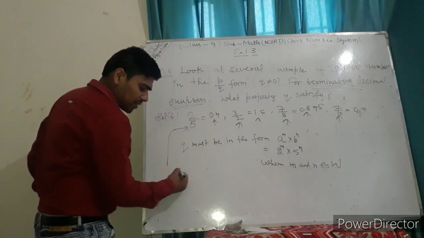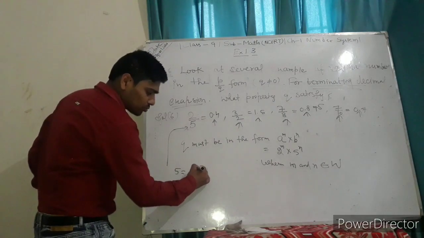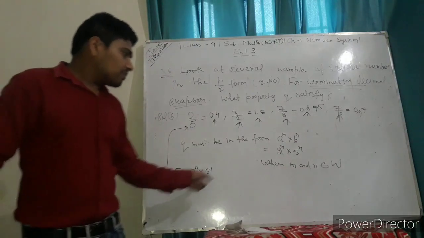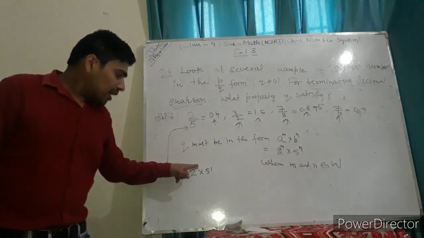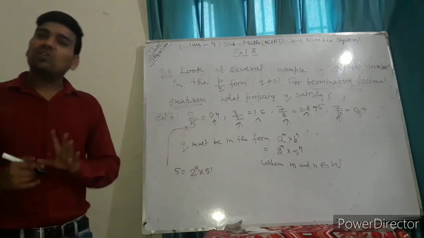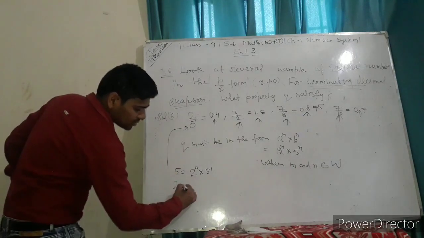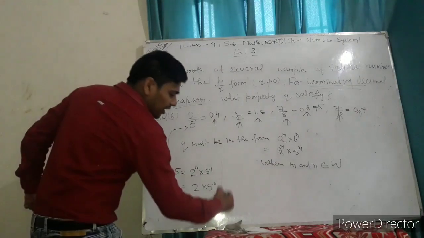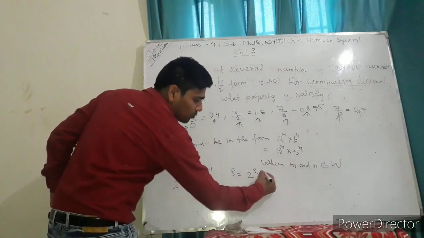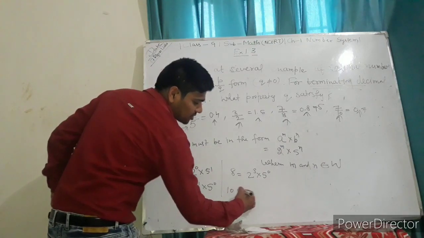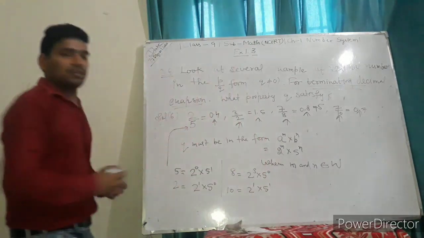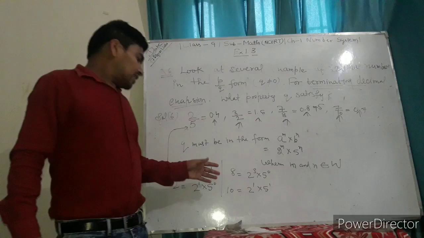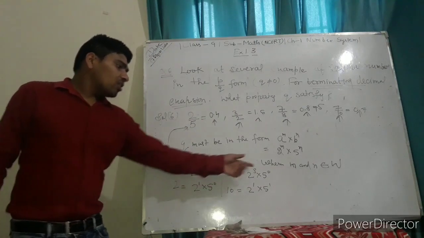This is 5, q is 5, so 5 can be written as 2 raised to power 0 into 5 raised to power 1. So it satisfies this, because I have already said m and n must be whole numbers and 0 is a whole number. Similarly, 2 is 2 raised to power 1 into 5 raised to power 0. Similarly, 8 is 2 raised to power 3 into 5 raised to power 0, and 10 is 2 raised to power 1 into 5 raised to power 1. So you are also observing that m and n must be whole numbers.